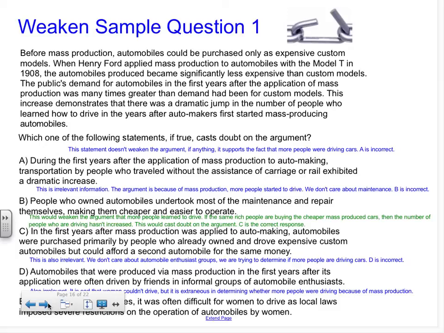During the first years after the application of mass production to automaking, transportation by people who traveled without the assistance of carriage or rail exhibited a dramatic increase. So this statement does not weaken the argument. If anything, it would support the fact that more people were driving cars. So we can eliminate A because it is incorrect. Let's take a look at B.